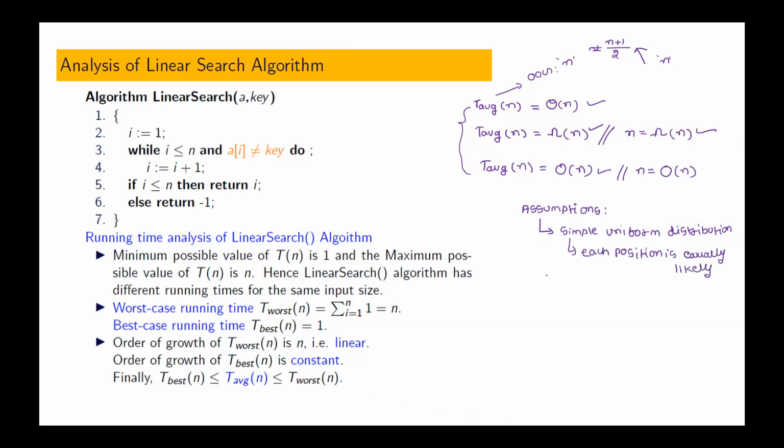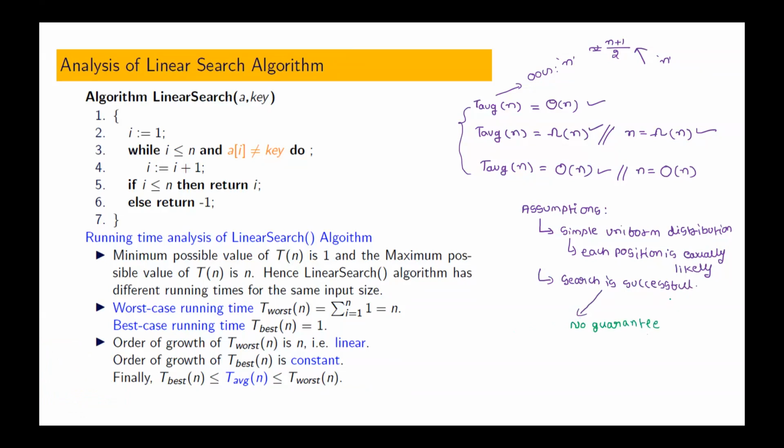What is the other assumption that we have made? Search is always successful. That means no unsuccessful case occurs. We always assume that the key is present in the given list of n elements. Can the search be successful always? There is no guarantee. So the search may or may not be successful.